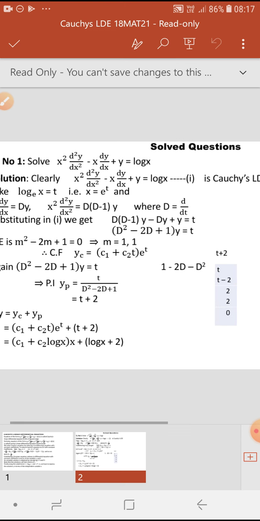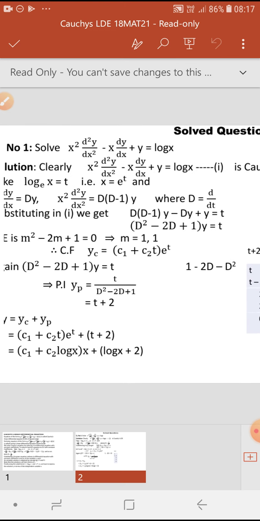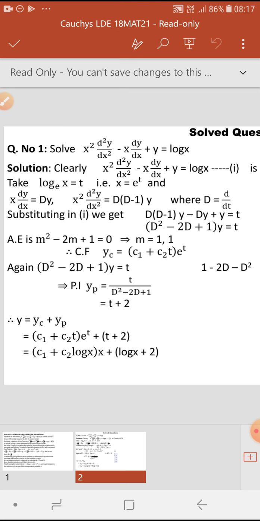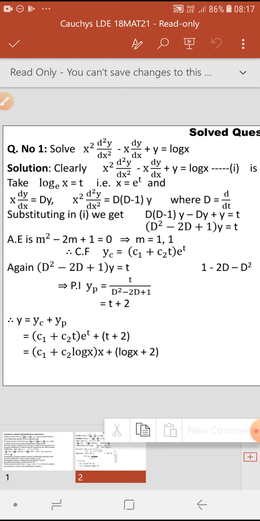To solve this equation, whenever the equation is a Cauchy's linear equation, take log x to the base e as equal to t. That means x will be equal to e power t, and x into dy by dx will be equal to capital letter D into y. X square into d square y by dx square will be equal to capital letter D into D minus 1 into y, where capital letter D is the operator d by dt.